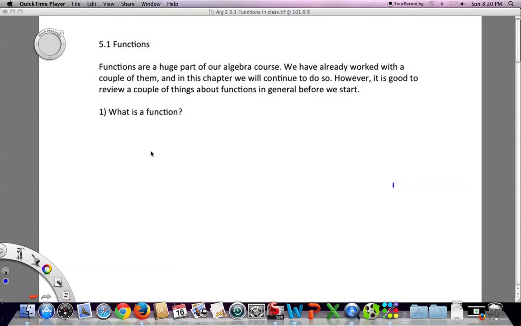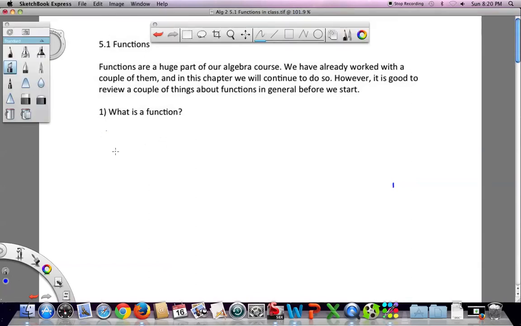5.1 functions. So functions are a huge part of the algebra course. We've worked with a couple of them, and we're going to find a bunch more this year. So let's look at a couple things in general before we start. So what is a function? Well, there are different math definitions of it, and then there's some real-world definitions for it.